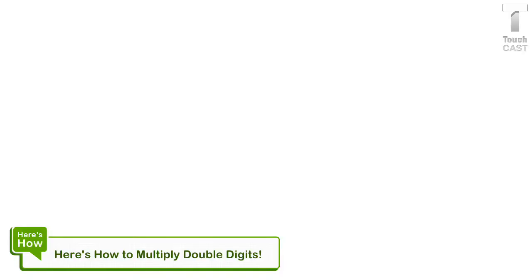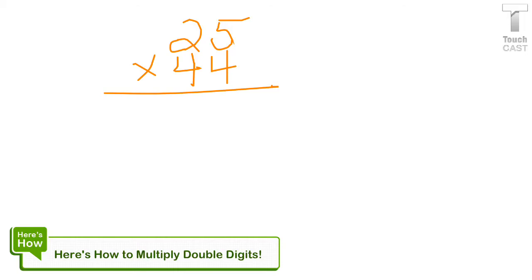Now, we're going to go to the whiteboard, and I'm going to call one up right now. Let's see if I can do this. Yes, I can. So, we're going to talk about how to multiply double digits. So let's say, for example, your problem is 25 times 44. Two sets of double digits. Sometimes students do a little freak out when they see something like this, but don't panic.